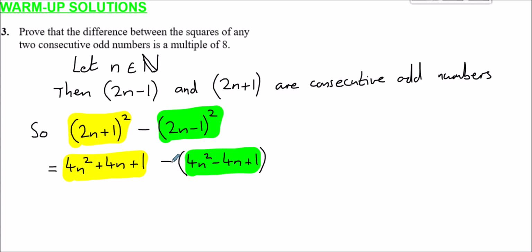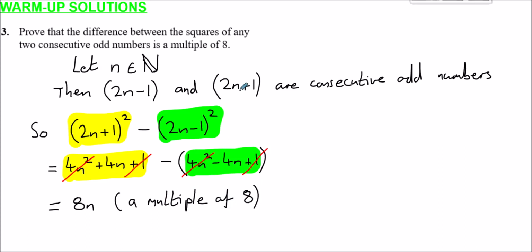We can now think about what will happen when we do this, subtract that. Well, 4n squared minus 4n squared, the 4n squareds will just cancel, as will the positive ones. So plus 1 minus plus 1, the units will cancel as well. However, 4n minus minus 4n is the same as 4n plus 4n, which is 8n. And 8n is quite obviously a multiple of 8, because it's 8 multiplied by n, which was the whole number we started with. And so we've pretty much proved it.